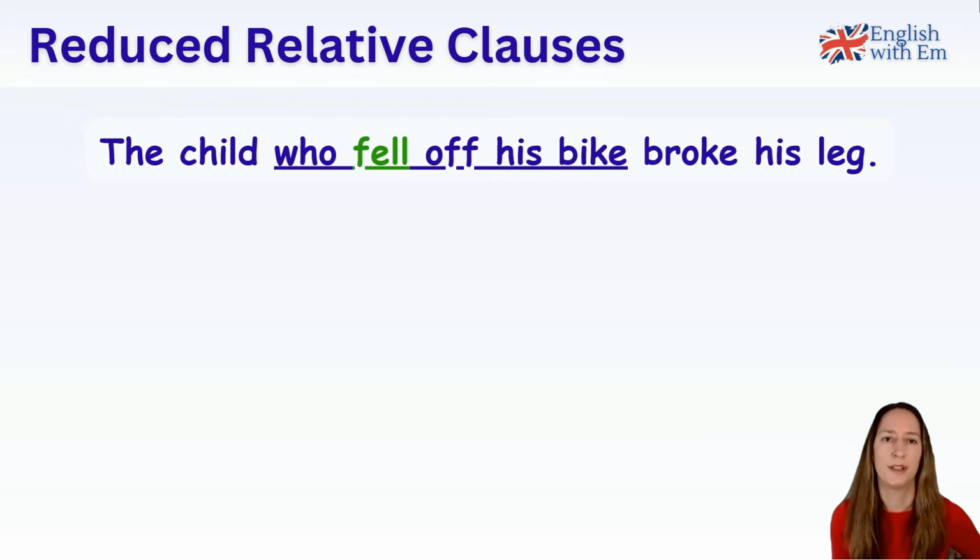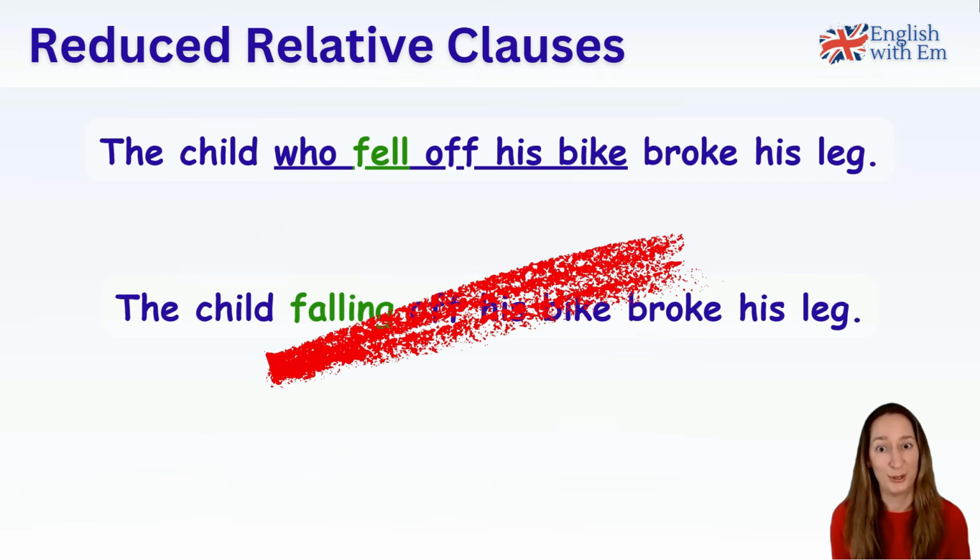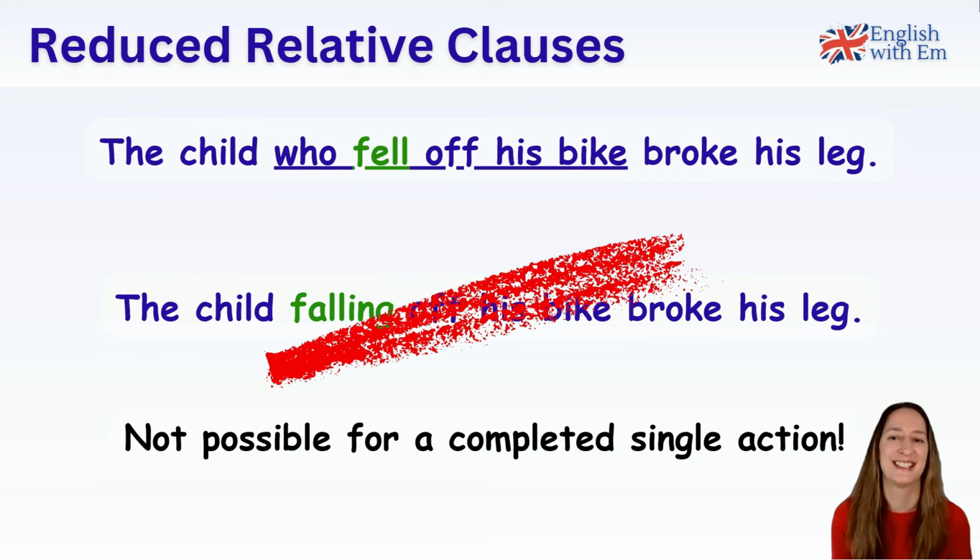The child who fell off his bike broke his leg. Pause the video and think about it. The child falling off his bike broke his leg. No, why not? It's not possible to do this for a completed single action. So if you've got a past simple verb, you can't reduce the clause if it's not an ongoing active situation. Well done if you got that.